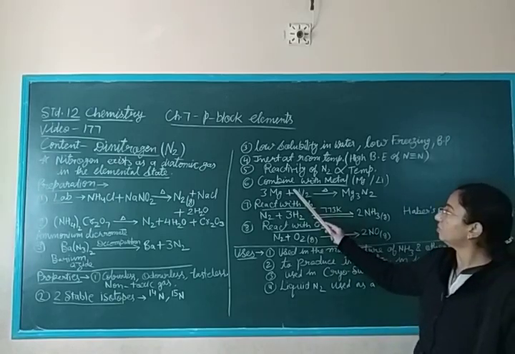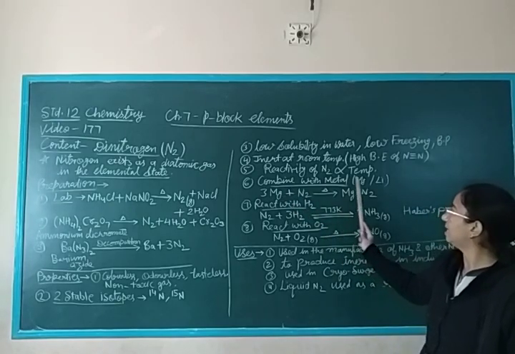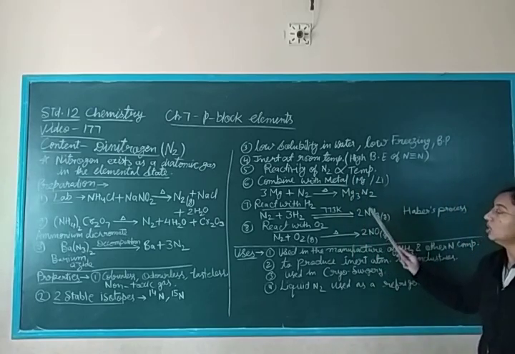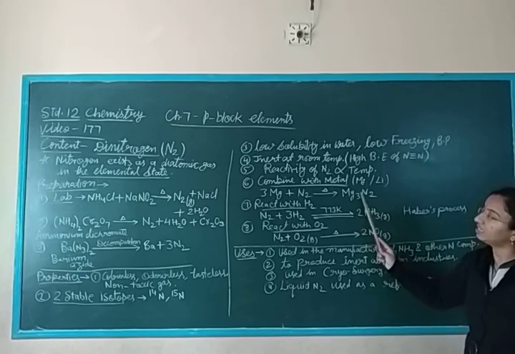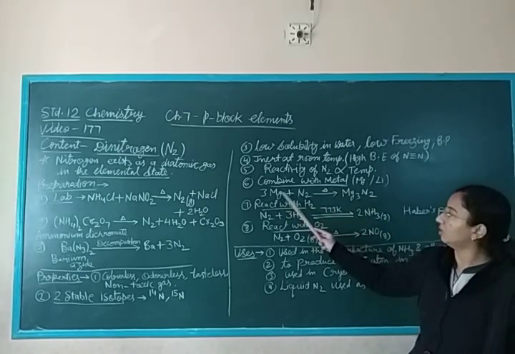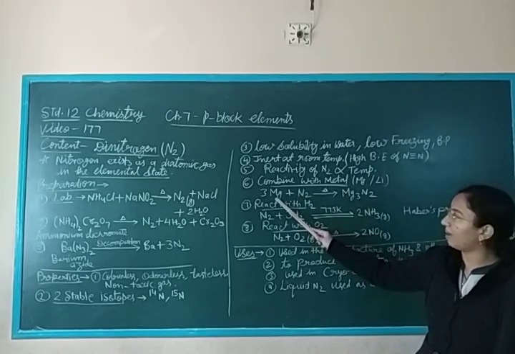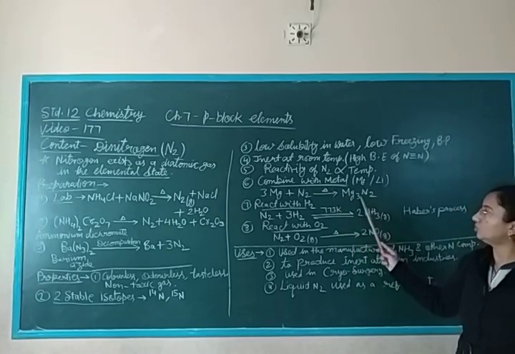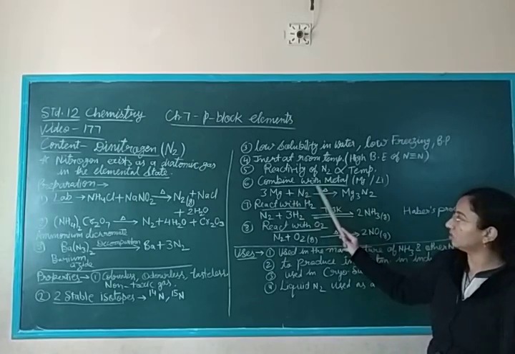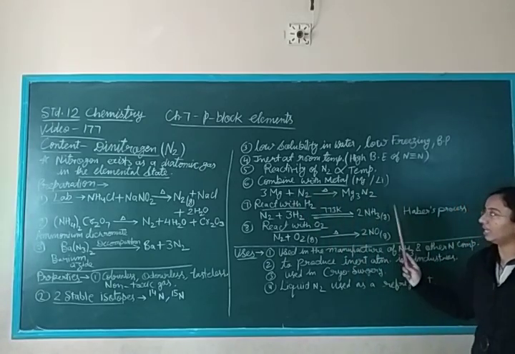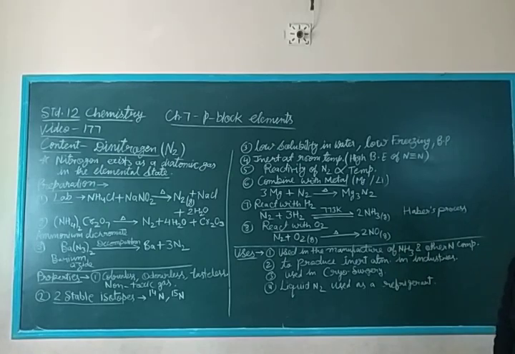Then nitrogen reacts with metals like magnesium and lithium. Whenever it reacts with a metal, it forms the nitride. For example, nitrogen reacts with magnesium and heat, so it forms Mg3N2, magnesium nitride. Magnesium reacts with nitrogen and heat, so Mg3N2, magnesium nitride, is formed.